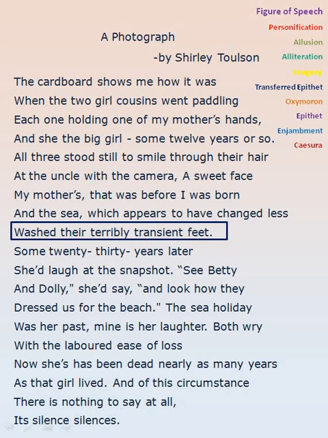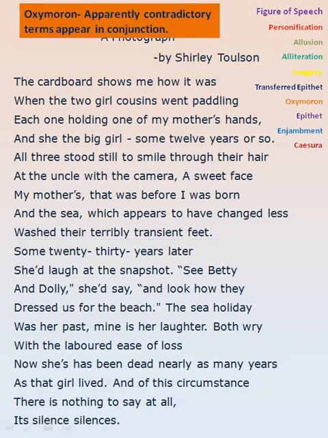Next we have oxymoron. Oxymorons are apparently contradictory words which appear in conjunction. Here in the line, with the labored ease of loss, labored ease. Labored means something which is done with great effort and difficulty, whereas ease means something which is done very easily. So both are contradictory terms and they appear in conjunction, which means that they both appear close to each other, that is, next to each other.